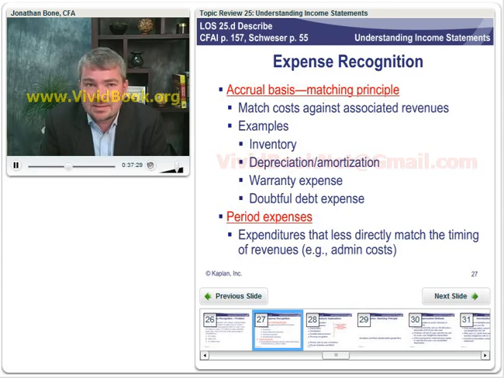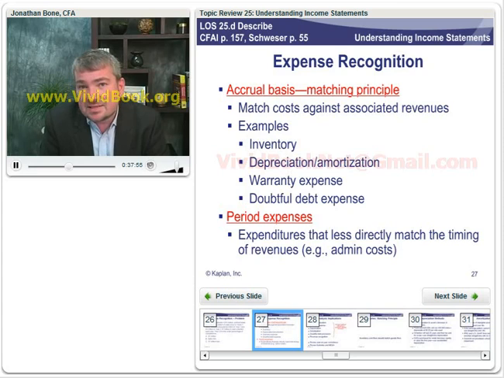Warranty expenses. Now, a warranty expense, of course, warranties are all about repairing faulty goods. Now, of course, at the time of the sale, you don't know what that warranty expense will be. So we're going to have to estimate it. But the matching concept says we should match cost against revenues, so we'll account for the warranty at the time of the sale, not when the faulty goods are actually returned for repair in the future.